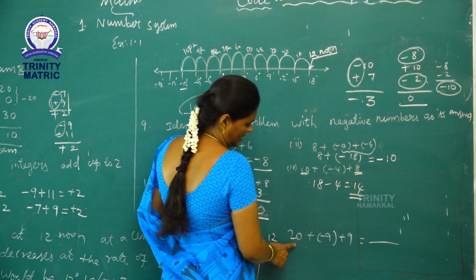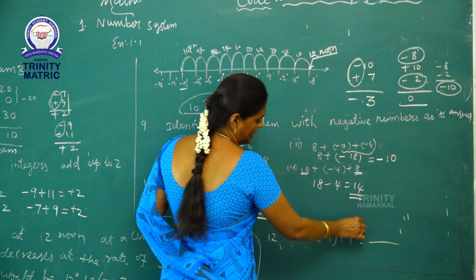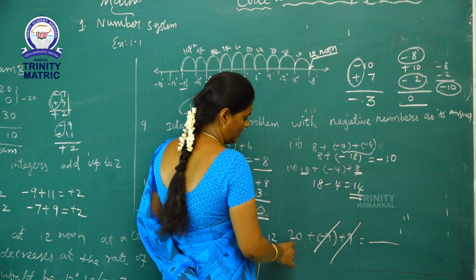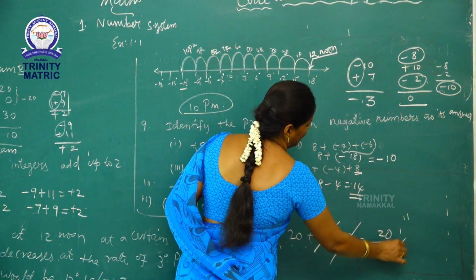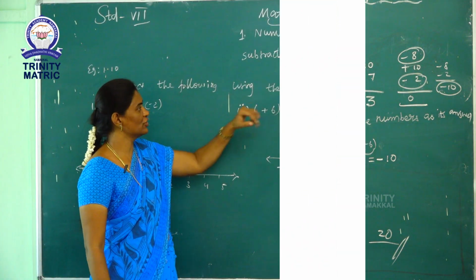See here, plus 20 plus of minus 9 plus 9. This plus 9 and minus 9 cancel. So what is the answer? 20. Next we see subtraction of integers.